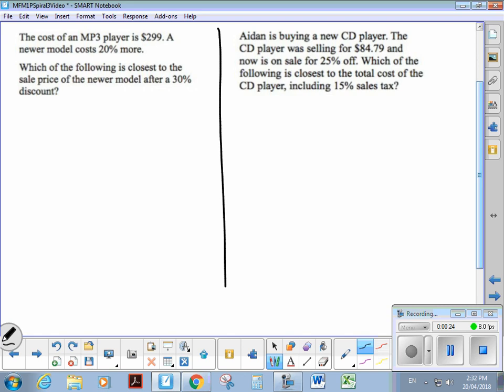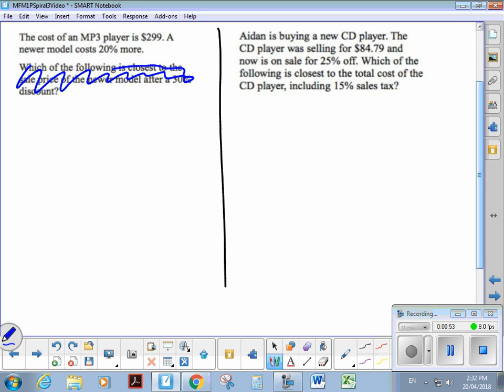So, first question, it says the cost of an MP3 player is $299. A newer model costs 20% more. Which of the following is closest to the sales price of the new model after a 30% discount? So in this case, which of the following is closest to the sales price? Let's just cross this out. I think the whole question wasn't copied. So what's the new cost?